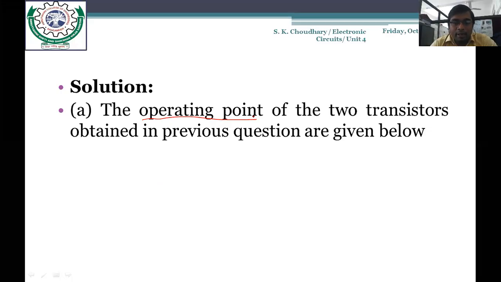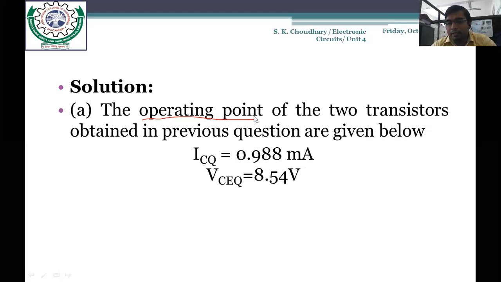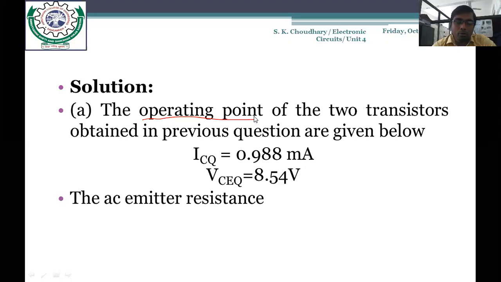So here we have considered BJT as a transistor. So obviously the operating point would be what? Collector current and collector to emitter voltage, so IC and VCE. Yesterday this was the same problem. We have just extended the problem that we took in yesterday's lecture. So I am not going to calculate again. I am directly writing the value. So IC is 0.988 milliampere, which we calculated yesterday, and VCEQ is 8.54 volt.